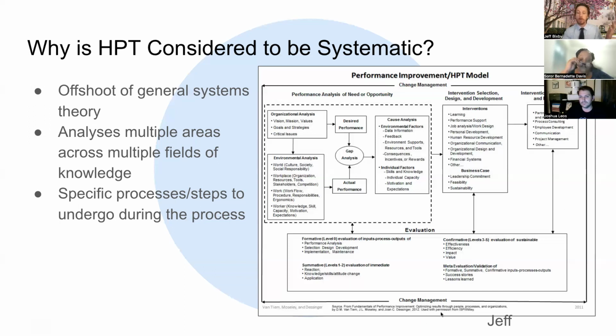And again, going back to what Bernadette's already talked about, a key component of what makes this a systematic approach is the degree of evaluation that is occurring at each phase: from the performance analysis phase, the intervention phase, and then the implementation phase.